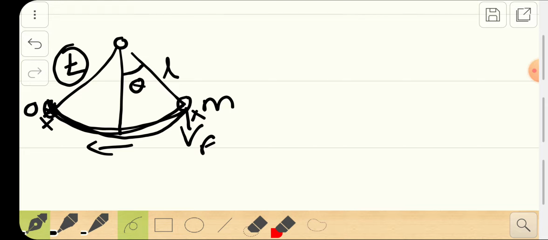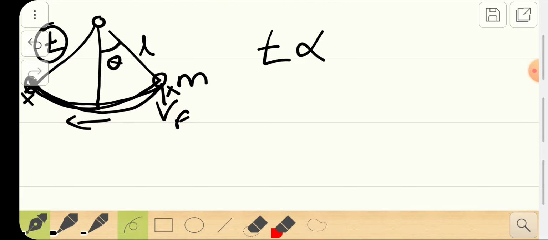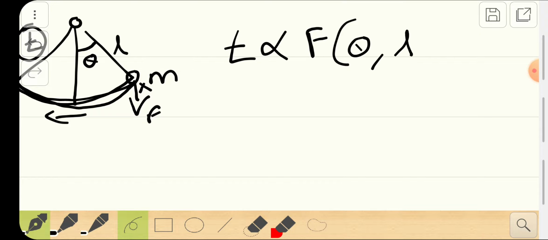The time must be related to all these factors. Let's see which of these factors are related using only dimensional analysis. That's the point of this example. So let's keep some function of theta. It would be some function of theta, L, M, and then there is the other thing: gravitational acceleration, right? So it could be that.